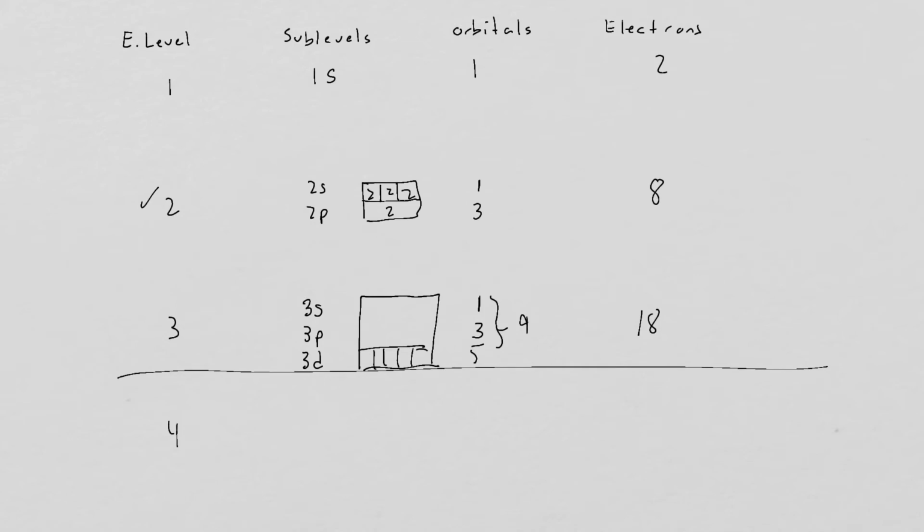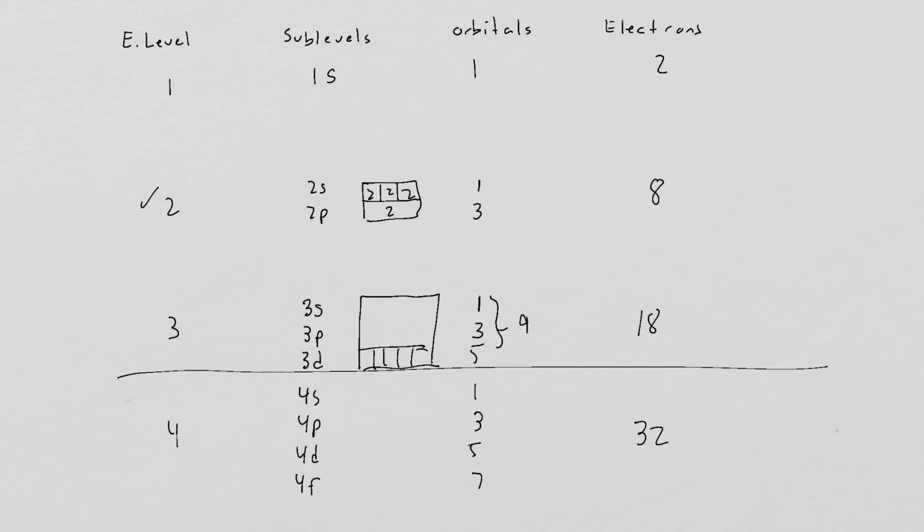Ready? How many sublevels? 4 of them. A 4s, a 4p, a 4d, and a 4f. Okay, this is 1 orbital. This is 3. This is 5. Can you guess? That's right, 7. You add that up, okay, you get 16. There's 16 orbitals in the 4th energy level. 16 times 2 is 32. It can hold 32 electrons.